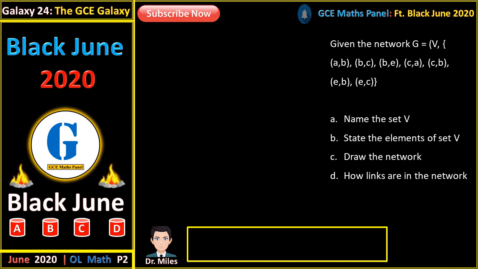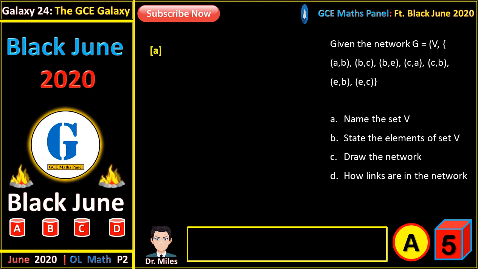Hello and welcome to paper 2 of Black June. We'll look at the first part of the paper 2, which is the structural, and consists of 15 structural questions.